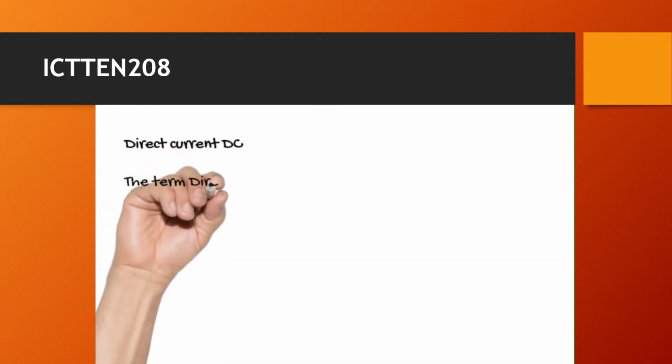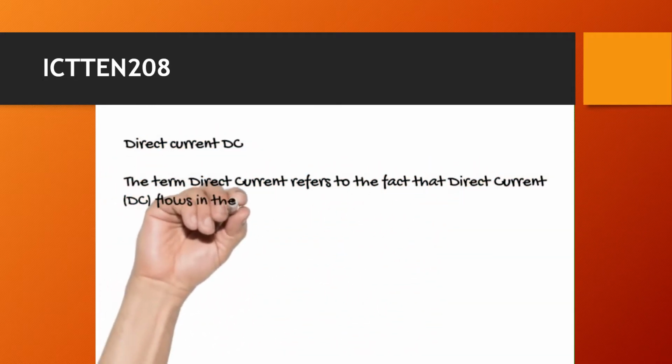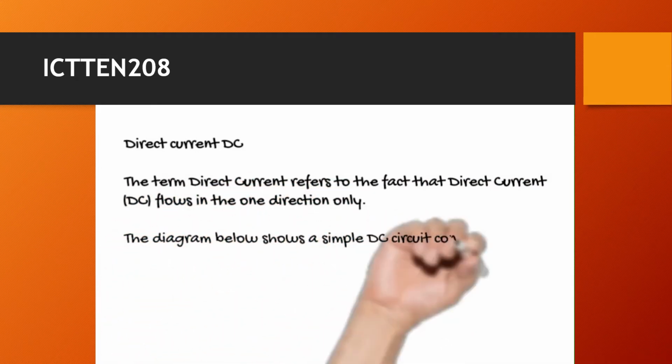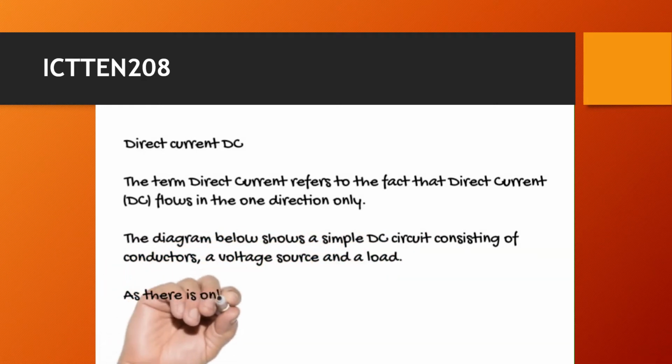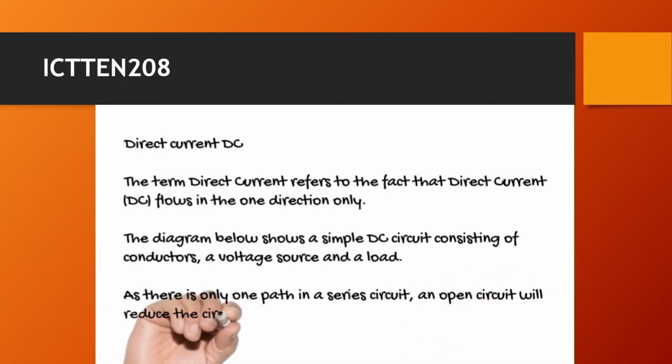Direct current DC. The term direct current refers to the fact that direct current DC flows in one direction only. The diagram below shows a simple DC circuit consisting of conductors, a voltage source and a load. As there is only one path in a series circuit, an open circuit will reduce the circuit current.